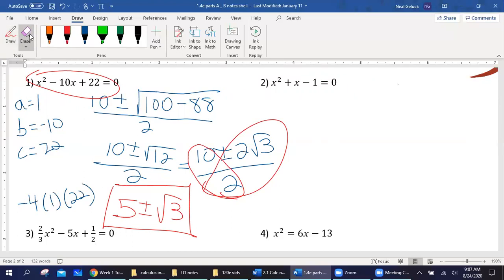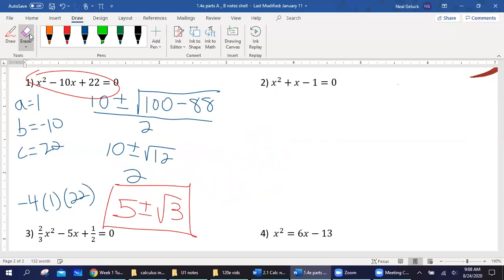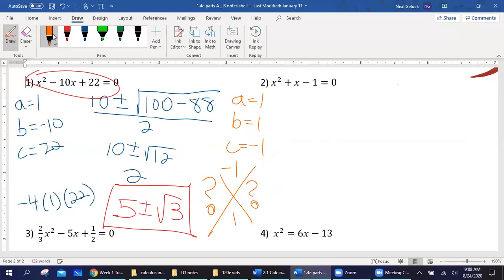For number 2, make some room here. Again, if you want to write them out, a is 1, b is 1, c is negative 1. Very small numbers, but if you were to look at this problem and go, oh, this looks like X method. Unfortunately, there are no 2 nice numbers that multiply to negative 1 and add to positive 1. So again, we're using the quadratic formula because these don't factor. Factoring would be faster, but unfortunately, they just do not factor.